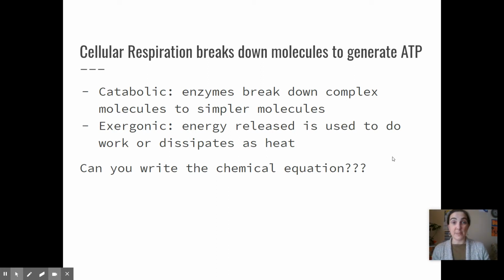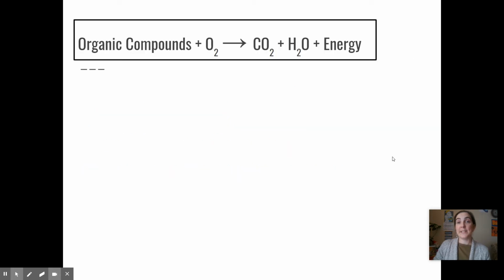Don't look it up because I'm going to tell you in a minute, but just see if from your brain you can actually write the equation for cellular respiration. Did it look something like this? You might have written the formula for glucose, C6H12O6, right here instead, and that's fine. But you should have had glucose and oxygen as your reactants. And then the products are carbon dioxide, water, and energy.